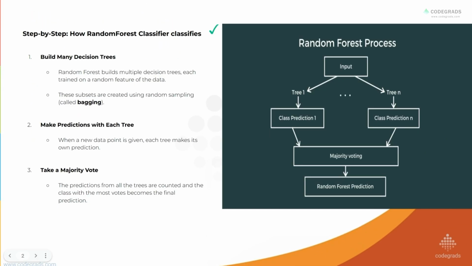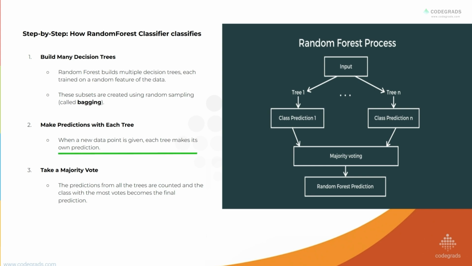Now, how a random forest classifier classifies is basically done in three steps. First, you build many decision trees. A random forest builds multiple decision trees, each trained on a slightly different subset of the data, and these subsets are created using random sampling. This random sampling technique is what we call bagging. At each split in the tree, it also chooses a random subset of the features to consider. This helps bring in the diversity that is absent in general decision trees.